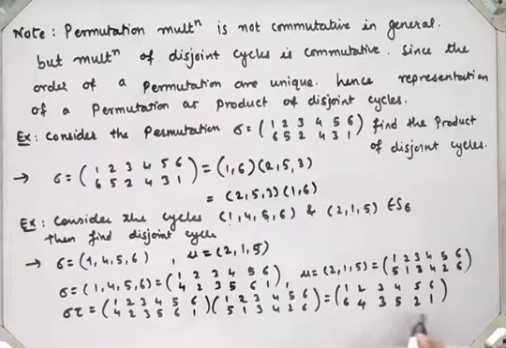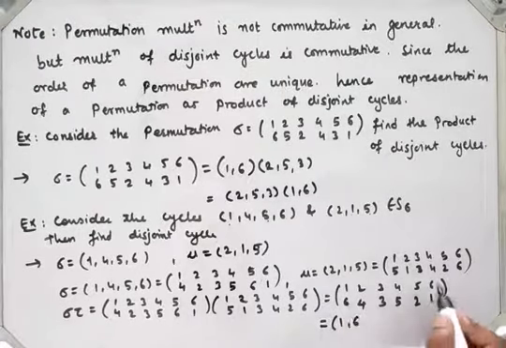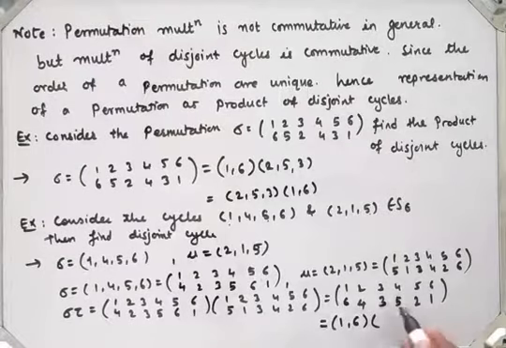So this can be written as a product of disjoint cycles. To find the disjoint cycles, start from 1. 1 goes to 6, 6 goes to 1. So we will stop here. Now next we will start with the next element.